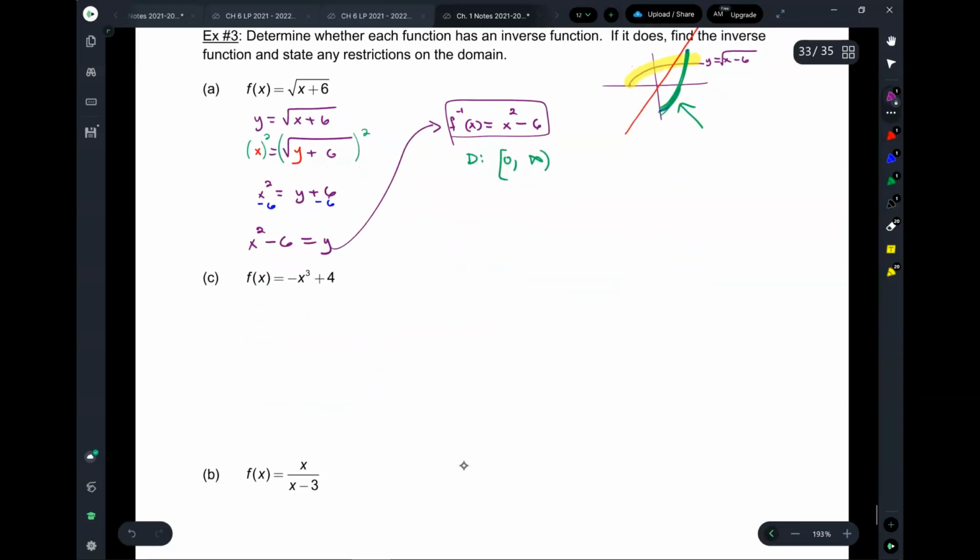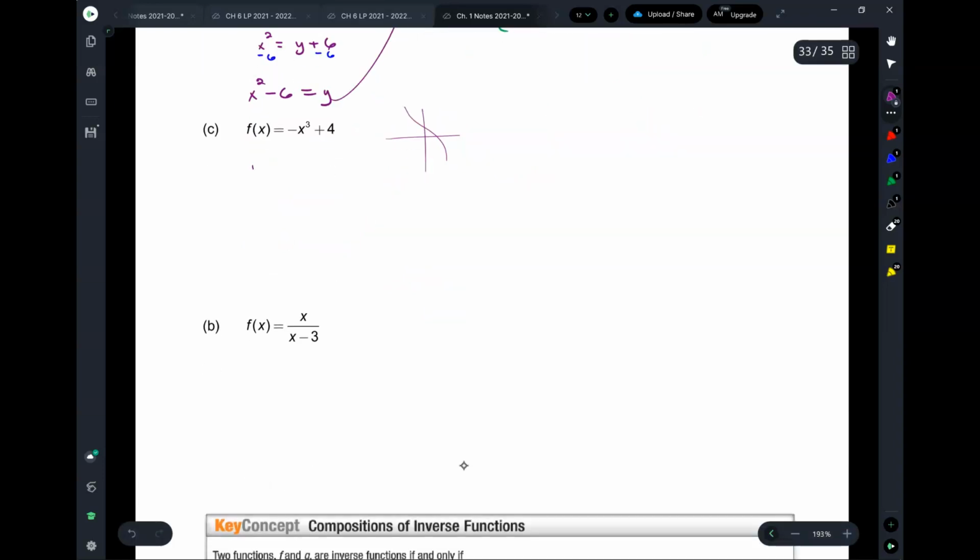Let's do another one. This one is a cubic graph. What does a cubic graph look like? It's like a wiggle like this, right? And if you're not sure, you could just look at it on your calculator. Would that pass the vertical line, the horizontal line test? Yes, it would, right? So it does have an inverse function. So let's find the inverse. Y equals negative x cubed plus 4.